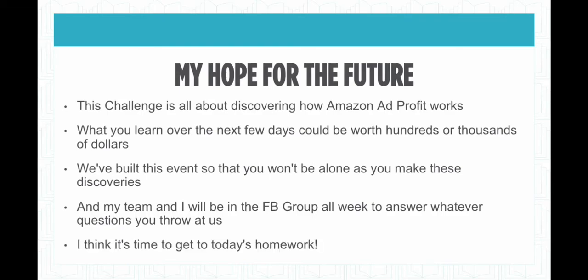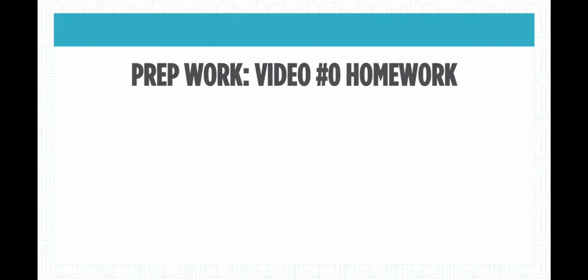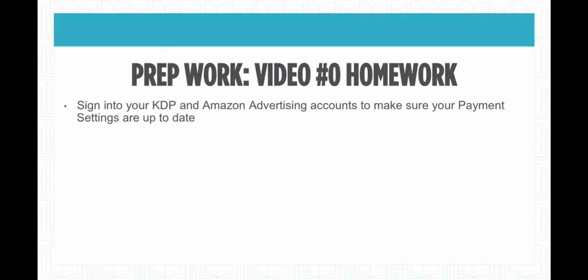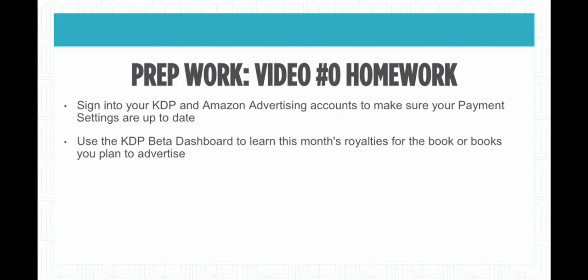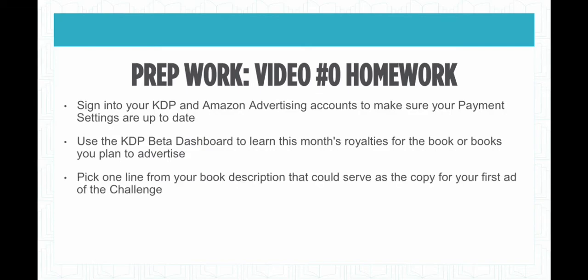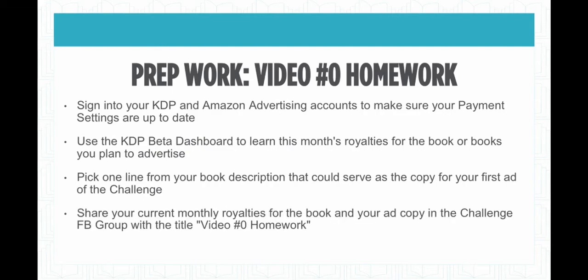We will answer them. You will be taken care of. And now I think it's time to get to today's homework. So, prep work, video number 0 homework. Sign into KDP, sign into your Amazon ad accounts to make sure all the payment settings are up to date. Use the KDP beta dashboard to learn this month's royalties for the book or the books that you plan to run ads on. 1 book if you're new to the challenge, up to 3 books if you are a returnee. I want you to pick 1 line from your book description that could serve as the copy for your first ad of the challenge. So pick the highest stakes line from your description.